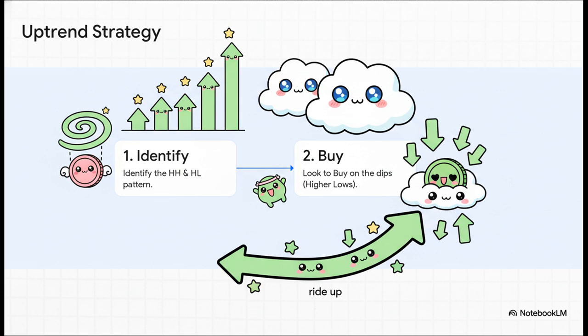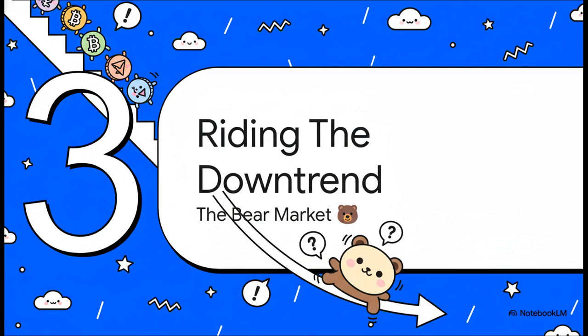Instead, you wait for those little one-step-back pullbacks and you look for a chance to buy on the higher lows. You're basically buying the dip to ride that current upward. Of course, what goes up doesn't always stay up. Markets don't just go in one direction.